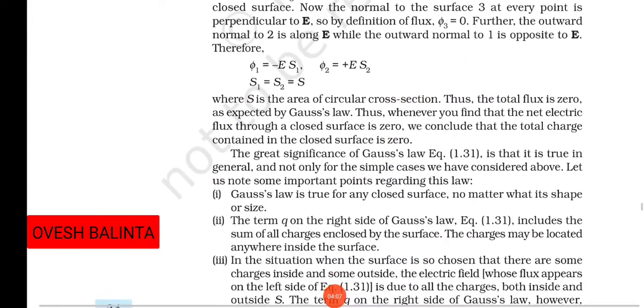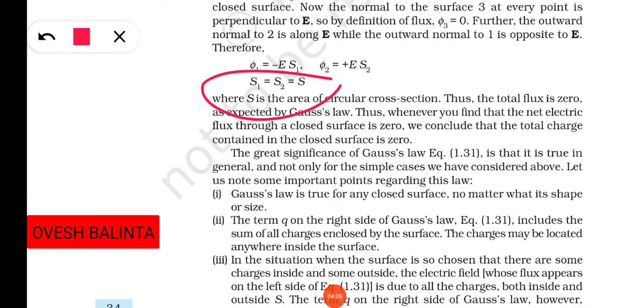So see here, S1 and S2 are both the same. What will happen? When we are talking about a closed surface, the net flux will be zero. So now, the area of the circular cross section, thus the total flux is 0, as expected by the Gauss law. Whenever you find that the net electric flux through a closed surface is 0, we conclude that the total charge contained in the closed surface is 0.